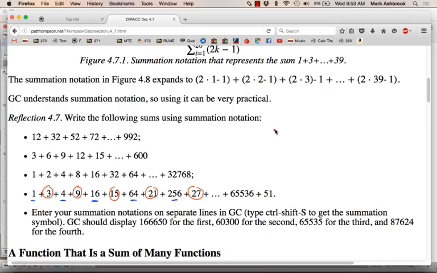So we know we're summing up 3, 9, 15, 21, 27. And what's happening each time? We're adding 6, right? We're adding 6. So what formula can we have for that? 6k plus 3. Okay, so when n equals 0, we have 3, and then every time we add 6.